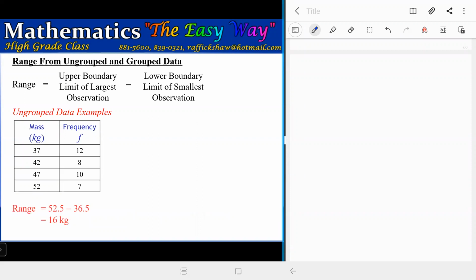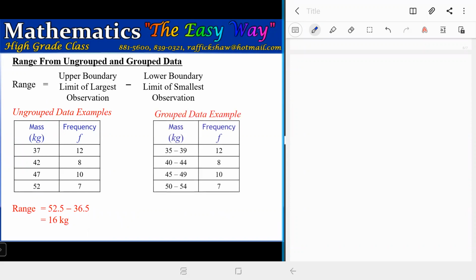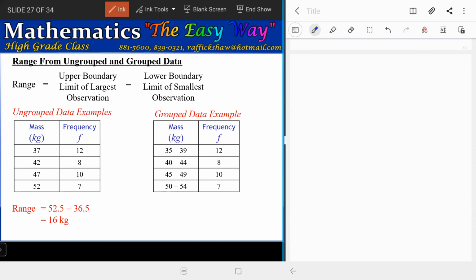See there? 52.5 minus 36.5. And it's the same thing if the data was grouped. Because the data was grouped, for this one, let me use a different color, it can take values that are less than 54.5, and a value up here that is greater than or equal to 34.5 can fit in the first group.